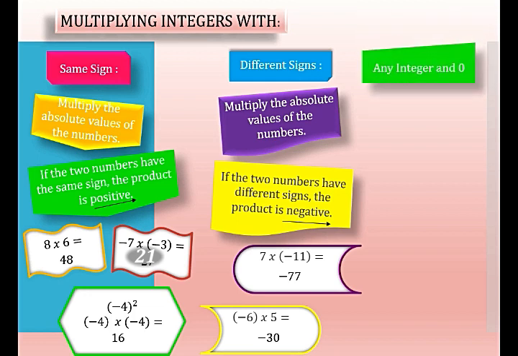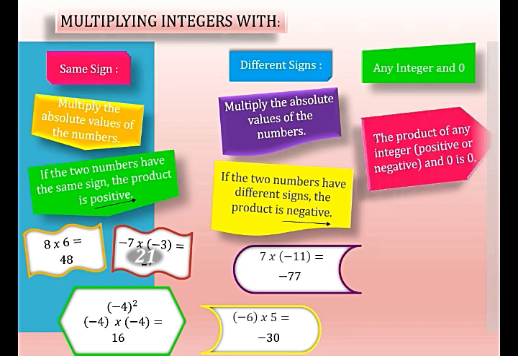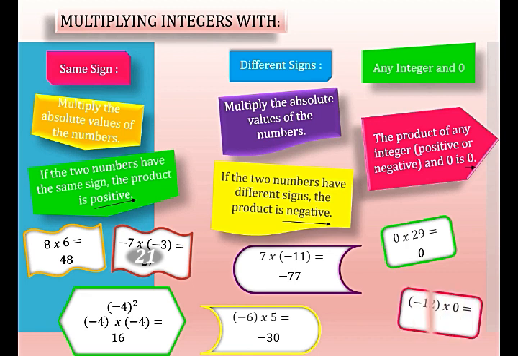What about multiplying any integer and 0? The product of any integer, either positive or negative, and 0 is 0. First example, 0 times 29 is equal to 0. Negative 12 times 0 is 0.